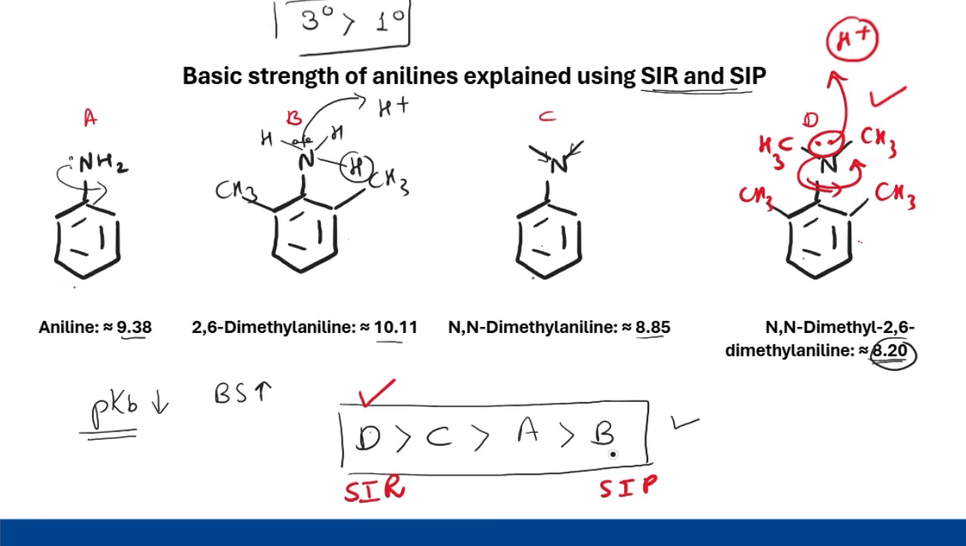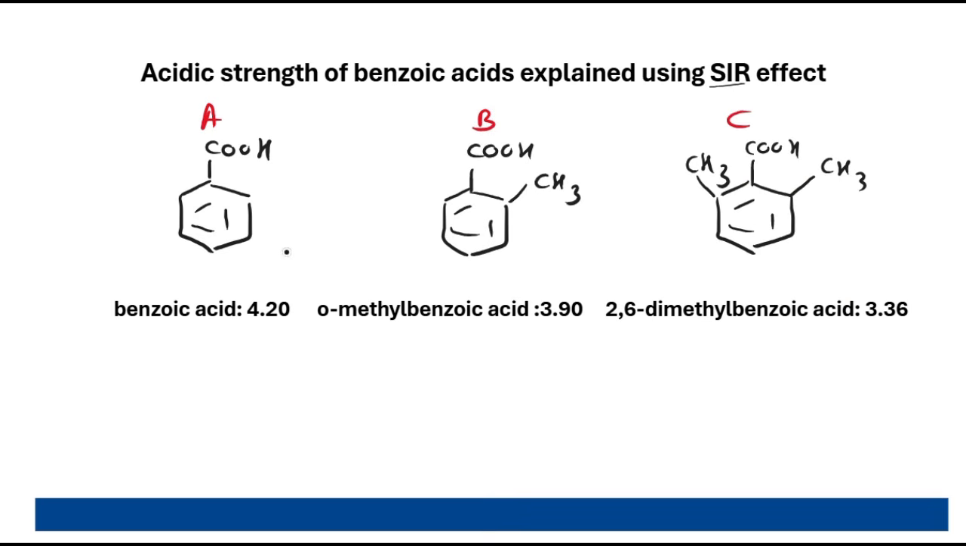D, C, A, B. Now let's apply the SIR effect to explain the acidic strength of aromatic carboxylic acids. As I told earlier, the SIP cannot be used here because carboxylic acids donate protons. They don't get protonated. That's why this is not applicable. The SIR effect increases the acidic strength of the ortho-substituted benzoic acids, making them stronger acids than the standard benzoic acid or their meta or para isomers. This phenomenon is also known as the ortho effect.